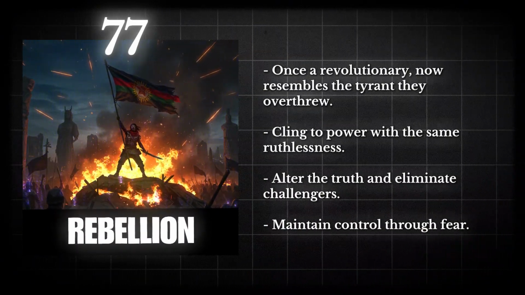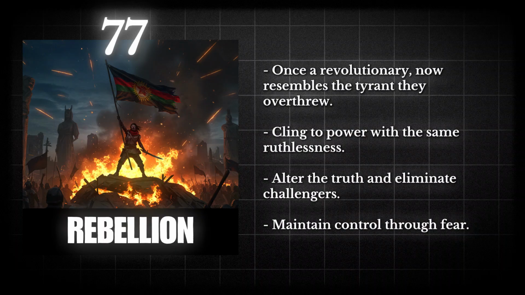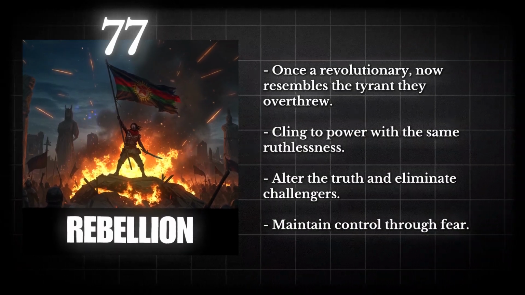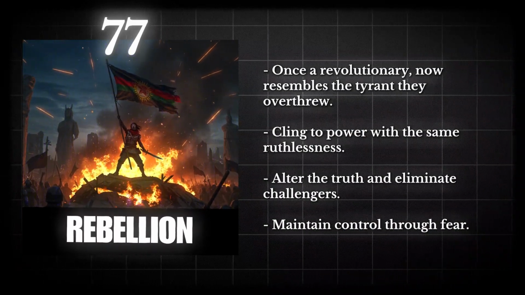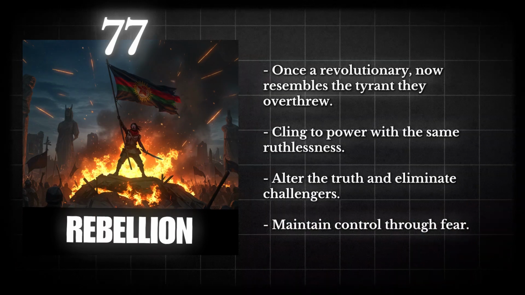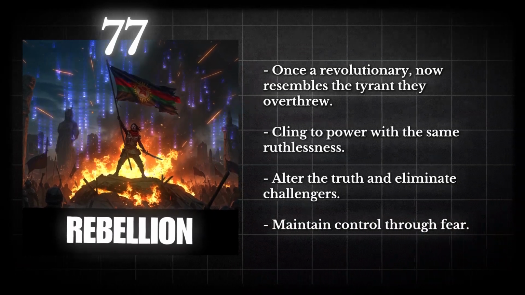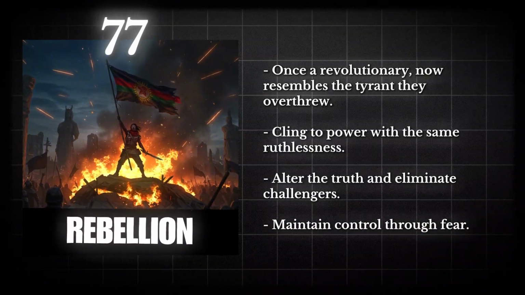77. Rebellion. Once a revolutionary, the villain now resembles the tyrant that they overthrew. The villain, once inspired by ideas like freedom and peace, now clings to power with the same ruthlessness they wanted to destroy. They alter the truth, eliminate anyone who challenges them, and maintain control through fear.